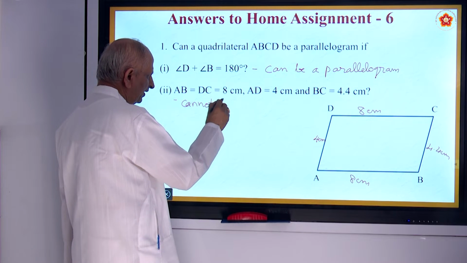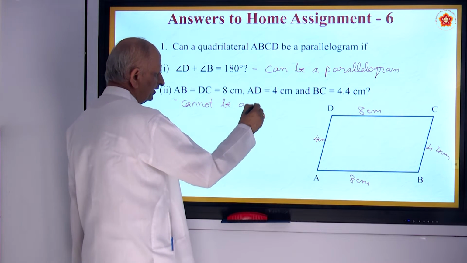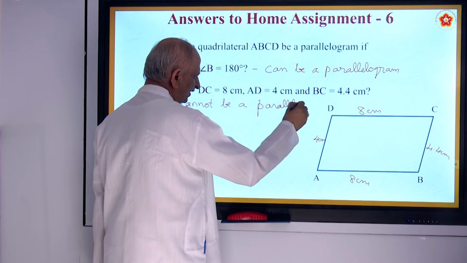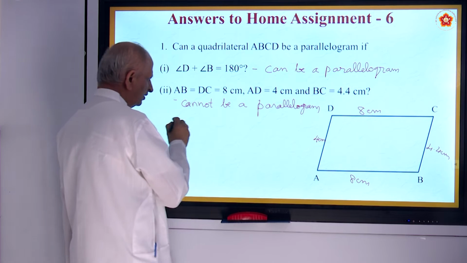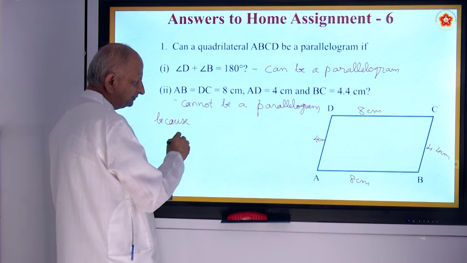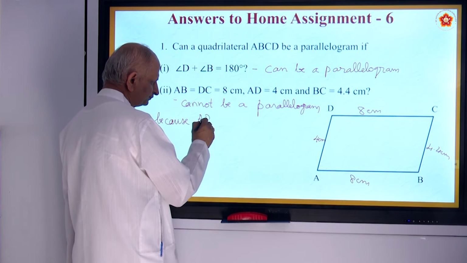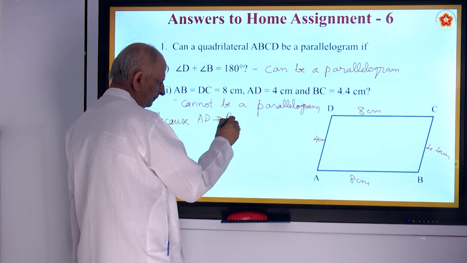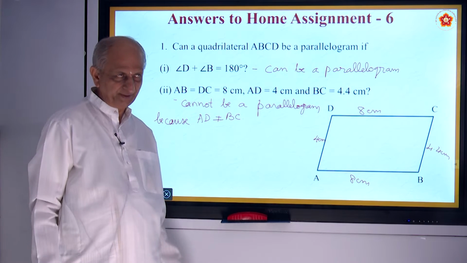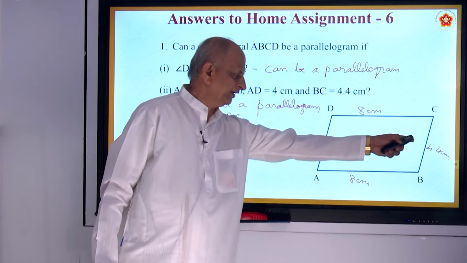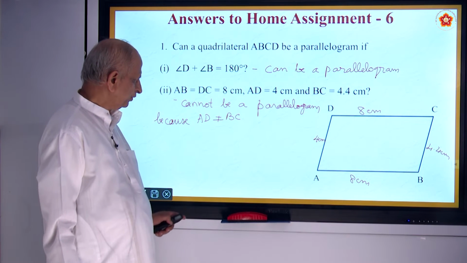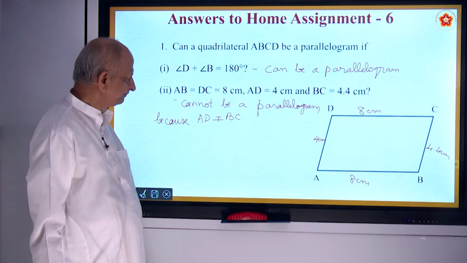Come on, reason. It cannot be a parallelogram because opposite sides are not equal. What are opposite sides? AD is not equal to BC. So, one of the most important properties of parallelogram is opposite sides are equal. Here they are not equal. Therefore, it cannot be a parallelogram.